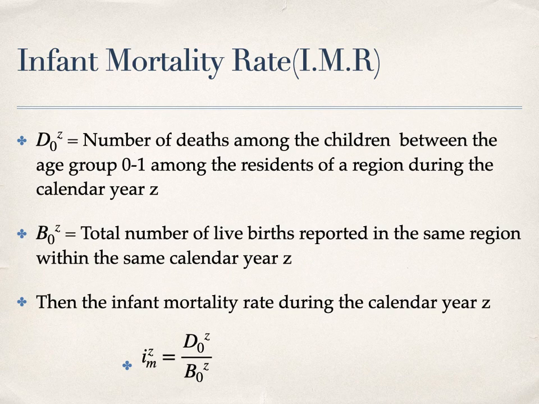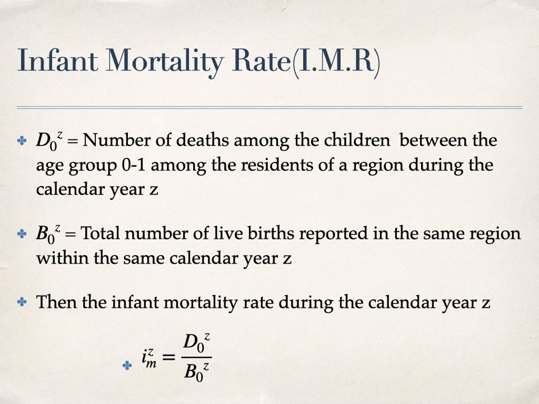And B naught of Z is denoted by the total number of live births reported in the same region within the same calendar year. Suppose it's 2020, and I'm interested in the total number of live births in 2020. That may be a count that we may get from the hospitals or by the registration of these births, etc. So we can define the infant mortality rate during the calendar year Z as IMR Z, which is equal to D naught of Z divided by B naught of Z.